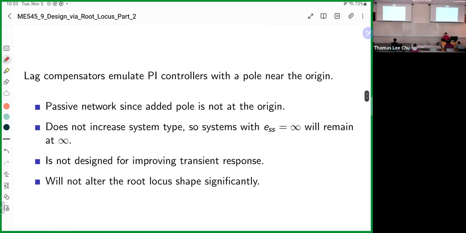Lag compensators emulate PI controllers with a pole near the origin. It's not a pole at the origin, so that's why we say it emulates it. It's kind of like it, but it's not really. It's a passive network since the added pole is not at the origin. It does not increase your system type. So we cannot make steady state error go to zero. We can only make it smaller. Systems with infinite steady state error will remain at infinity, so we can't apply this to a system that has infinite steady state error. It's not designed for improving transient response time. If anything, it'll make it worse. Same with the PI controller. It also will not alter the root locus shape significantly.